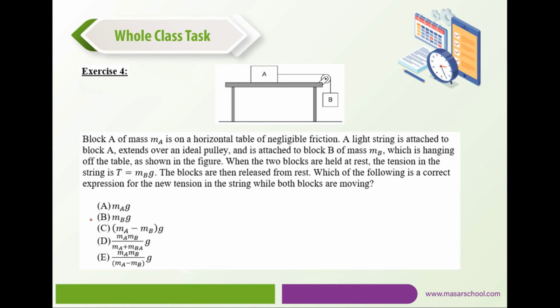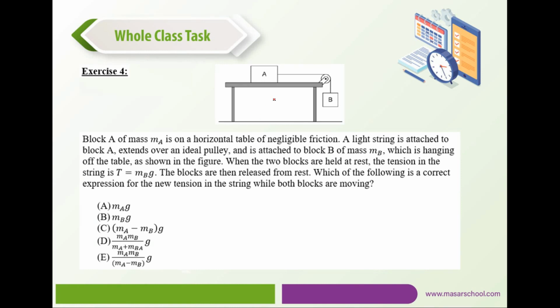Exercise 4. Block A of mass MA is on a horizontal table of negligible friction. A light string is attached to block A, extends over an ideal pulley, and is attached to block B of mass MB, which is hanging off the table as shown in the figure. When the 2 blocks are held at rest, the tension in the string is MB multiplied by G. The blocks are then released from rest. Which of the following is the correct expression for the new tension in the string while both blocks are moving?